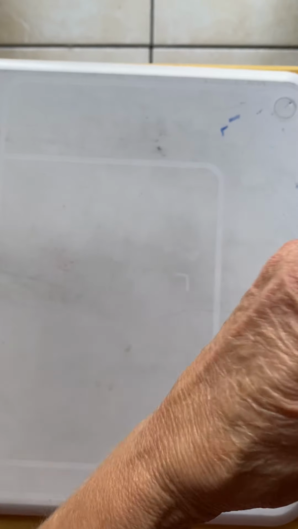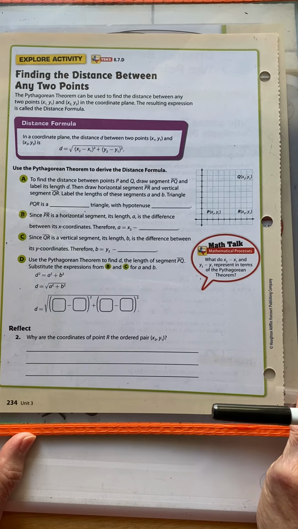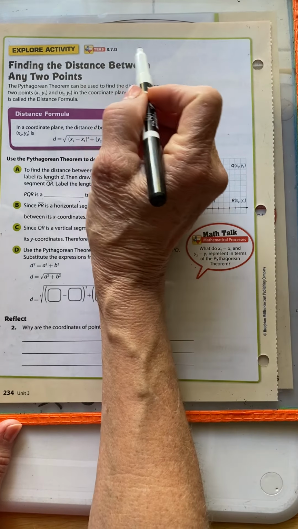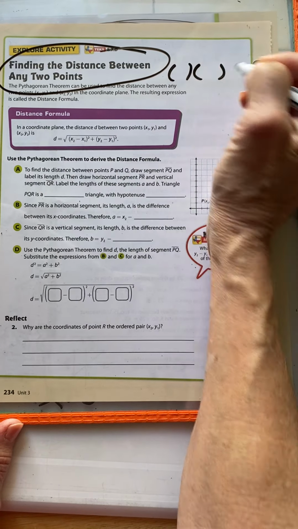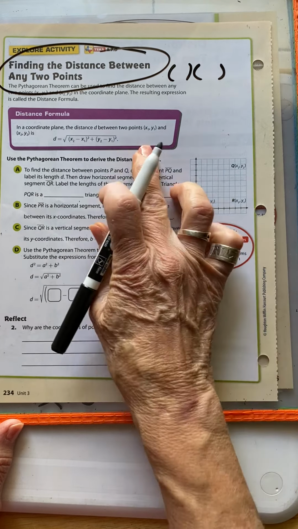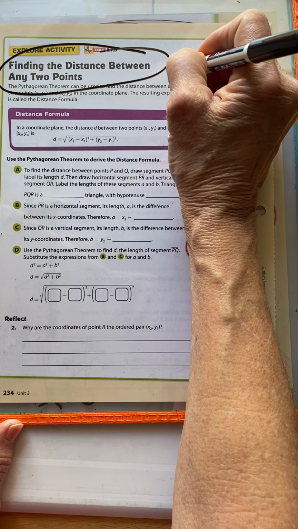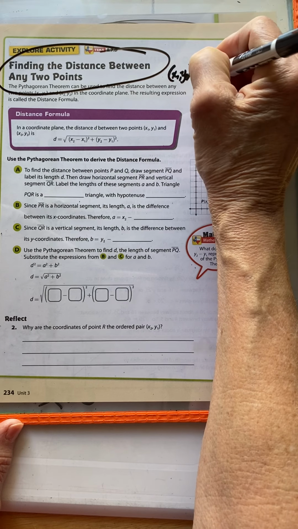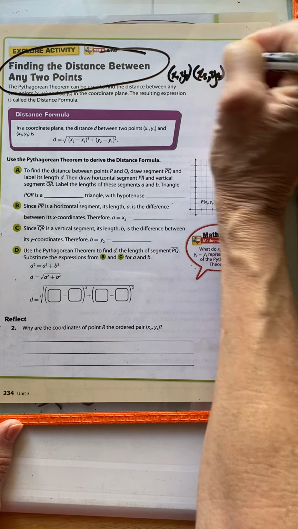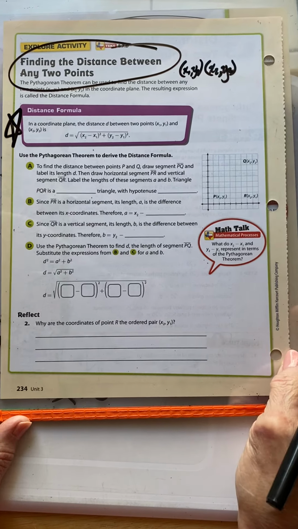All right, let's go to the next page and check it out. Here's the big deal of today's lesson: finding the distance between any 2 points given in ordered pairs, class. When you're given 2 ordered pairs, we know this would be x1, y1. This would be x2, y2. And we can remember very well what the distance formula is.